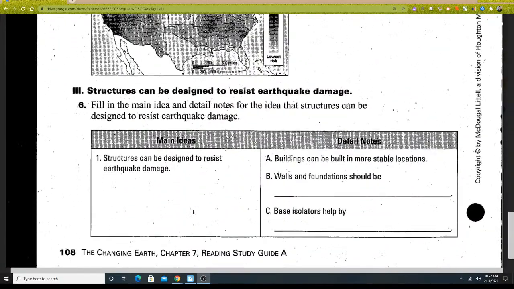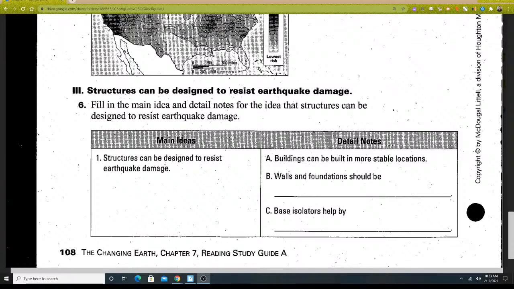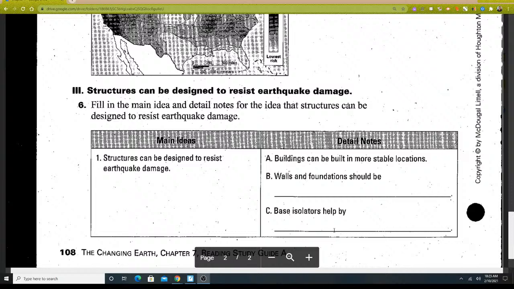And then the last question on here is fill in the main idea. Structures can be designed to resist earthquake damage. Buildings can be built with more stable locations. So basically, don't build near earthquakes. Walls and foundations should be blank. We talked about two things that you can do to walls or inside the building. Base isolators can help by doing something. What do those base isolators in the basements of those buildings, what do they do?